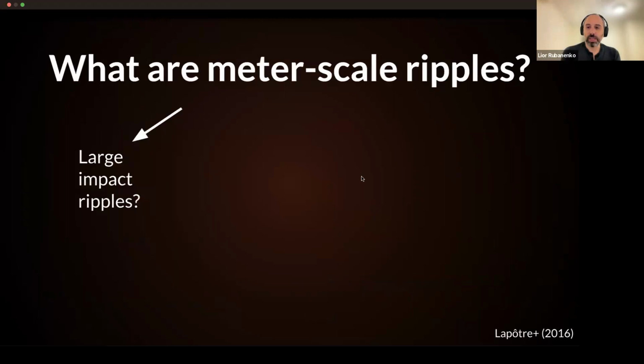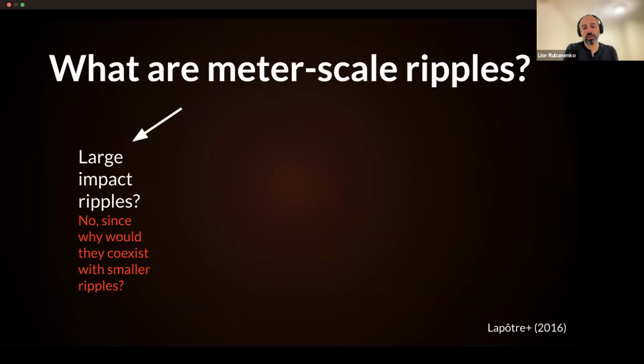And what are those meter-scale ripples, right? That's a good question. So could they just be large impact ripples like we said before? Well, no, because why would they coexist with the smaller impact ripples? And specifically, why would they be separated?